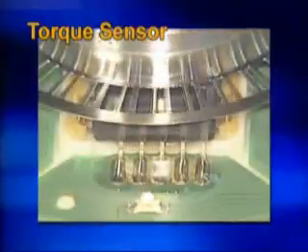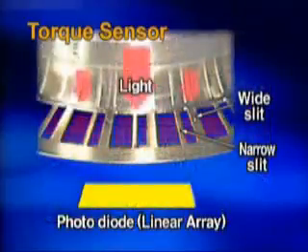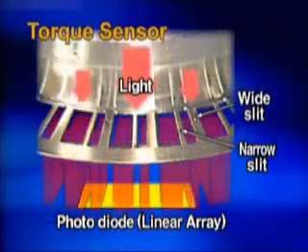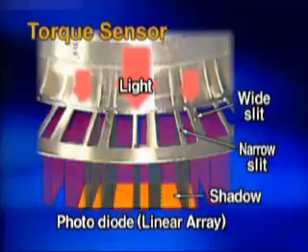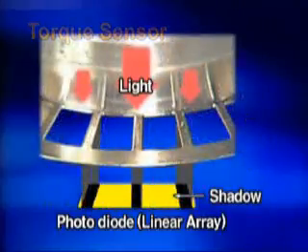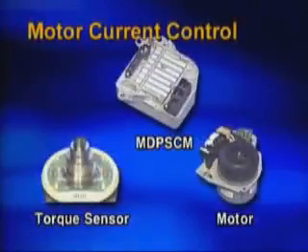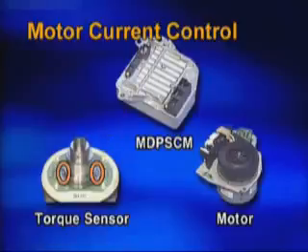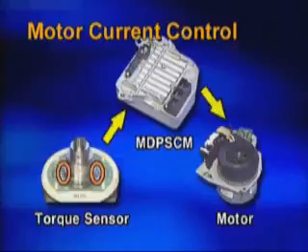At this time, the distorted amount of torsion bar makes the difference in the shadows on the two discs. The linear arrays detect this shadow to decide whether it is a left turn or right turn. Averaging the detected values by the two torque sensors, this average is sent to the MDP-SCM as the torque sensor value. The MDP-SCM controls the motor current based on the calculated value.